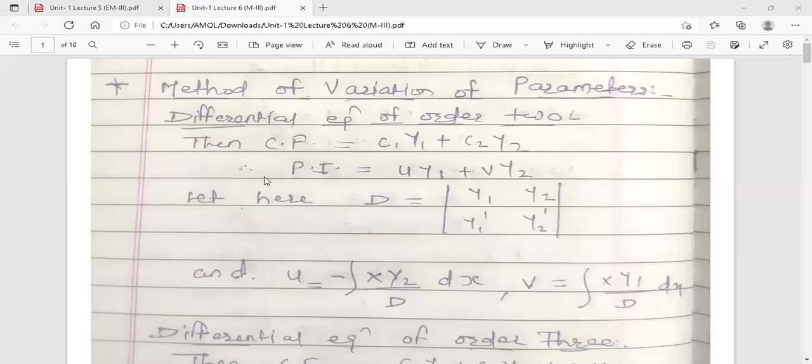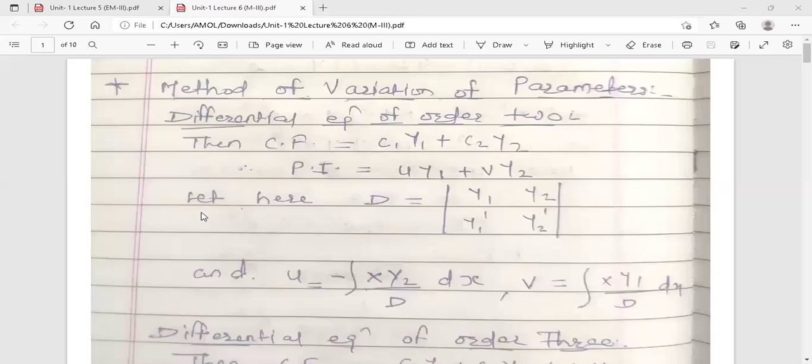Now the formula to find the PI by using the VP method, means method of variation of parameters, is u y1 plus v y2. Now what is u and what is v? Here you know what is y1 and y2. y1 and y2, these are the two functions from the complementary function. But what about u and v? How to find u and how to find v?